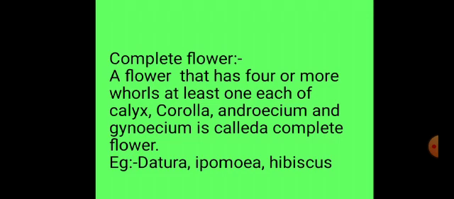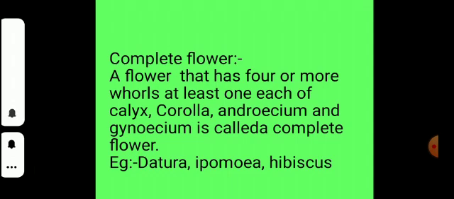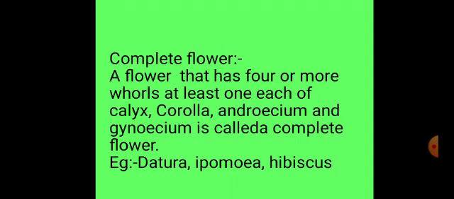If a flower contains the four floral parts, such as sepals, petals, stamens and pistil, such a flower is called a complete flower. For example, datura, ipomoea and hibiscus. If we observe these flowers, the calyx, corolla, androecium and gynoecium, all four parts are present. So such flowers are called complete flowers.